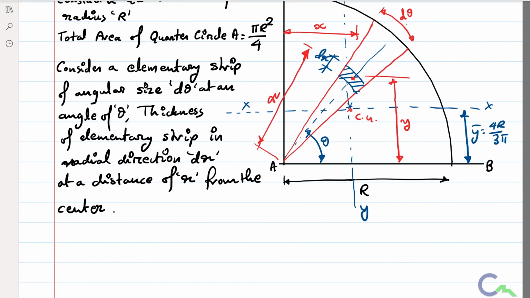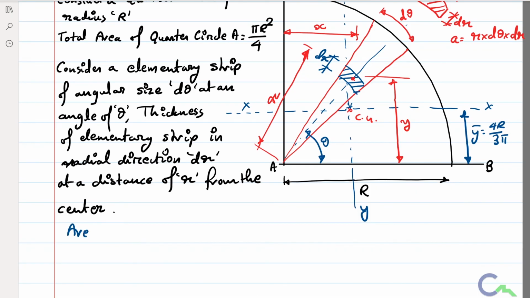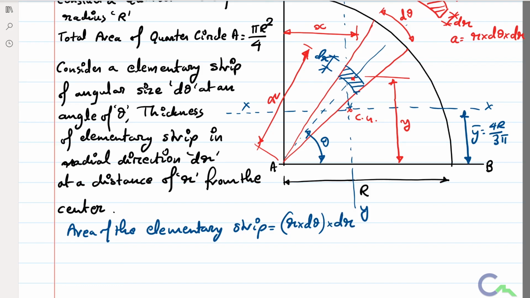Now I am going to consider the area of the elementary strip. If I consider that elementary strip separately like this, the arc length I can write as r d theta, and the thickness is dr. Therefore the area of the elementary strip is r d theta into dr, that is the arc length into dr.